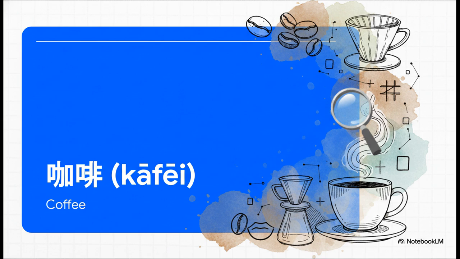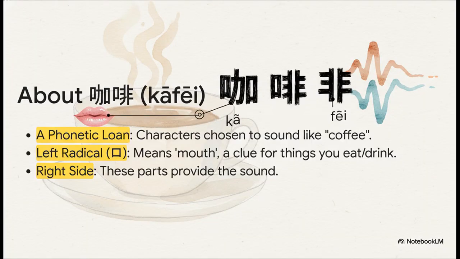We have 咖啡, and it's pronounced kāfēi. So if we try to break this one down from meaning like we did with tea, we're going to hit a dead end. And why is that? It's because this is a totally different way of making a word. It's what we call a phonetic loan. That means the characters were picked just for their sound.